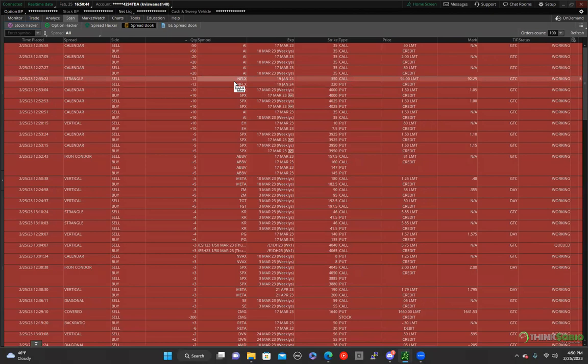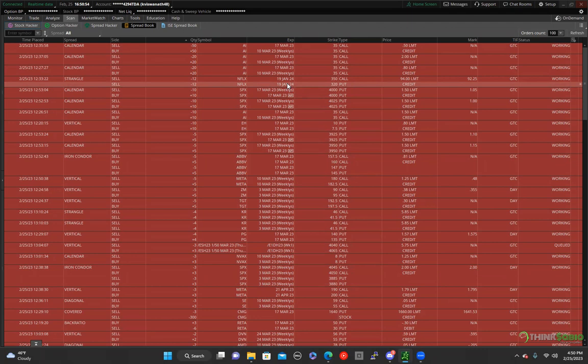Netflix has some activity, 12 contracts for 19th Jan 24. These are more like strangles, and these are more like LEAPS going into 2024. Netflix, SPX, 10 contracts. These are calendars. They're basically 17th March, doing the same week, but one is weeklies and one is non-weekly. And there's one vertical on EH. There are some calendars and iron condors on ABBV.